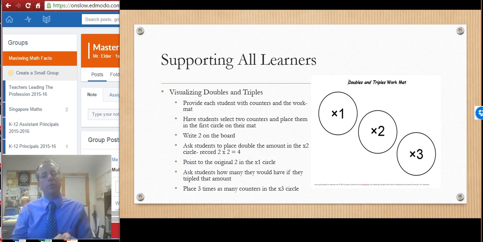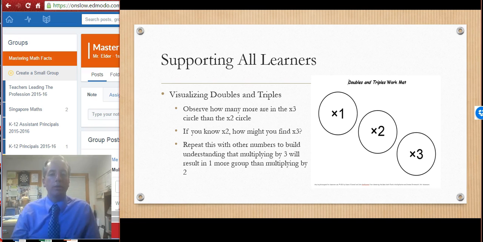Now, I might have to do this a bunch of times. Some kids are just going to want to go 2, 4, 6. So we say, no, let's go back and remember where we start. We're going to start with that 2, and we're going to double the 2, and then we're going to triple the 2. So we want to keep coming back to that. And as we build on that idea, then we're going to start saying, if I know the double, how can I find the triple?